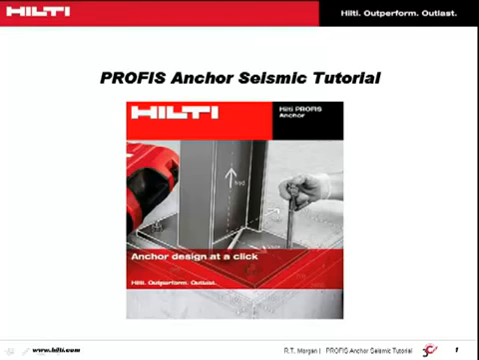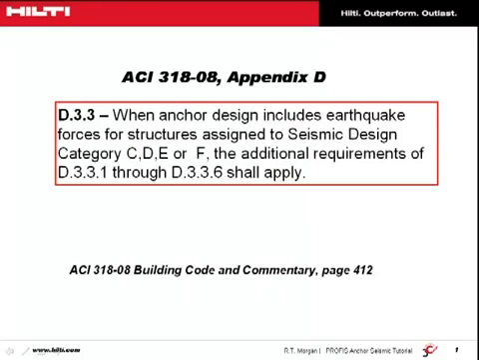This tutorial will explain how PROFIS Anchor performs seismic calculations using the provisions of ACI 318-08 and the IBC 2009 Building Code. ACI 318-08 Part D.3.3 contains provisions for seismic design of anchorages into concrete. Seismic design provisions are used when designing anchorages that include earthquake forces for structures assigned to seismic design category C through F.